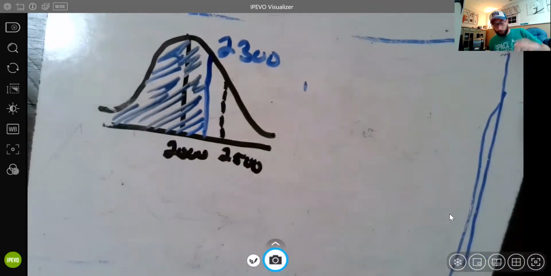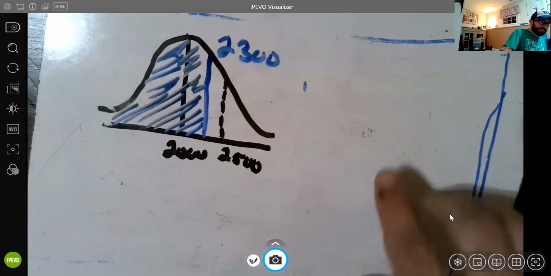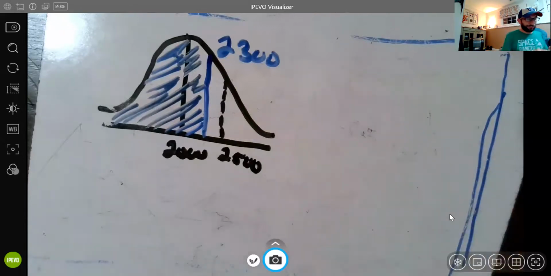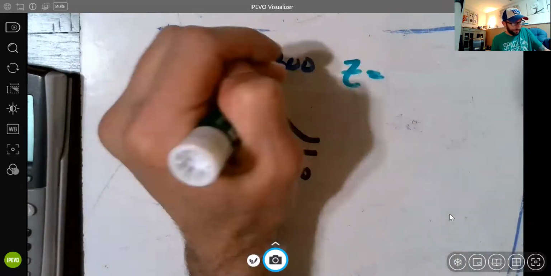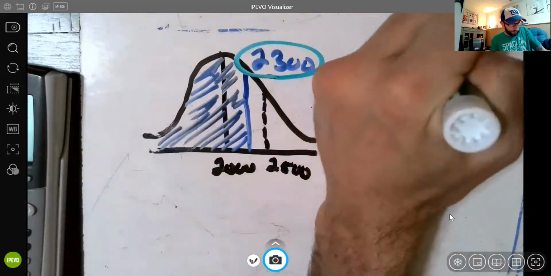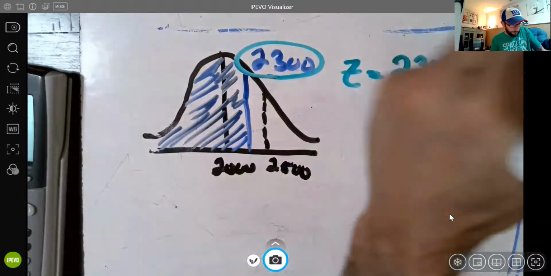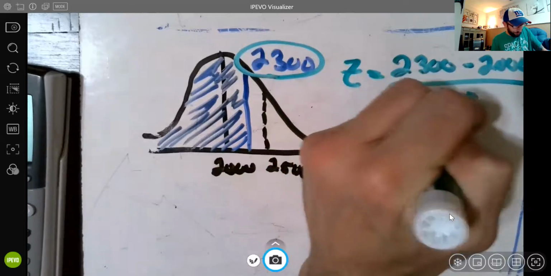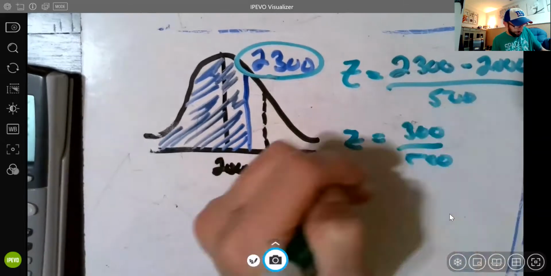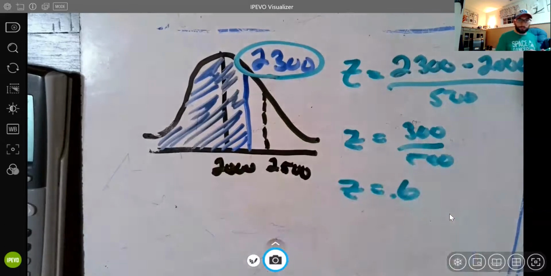So we can use z-scores with the normal distribution. Clearly we don't have to because we just answered all of the problems without using z-scores, but we can also use the z-score. So I could calculate the z-score for this 2,300, and that's going to give me 0.6. 300 over 500, or 3/5. So I get z equals 0.6.